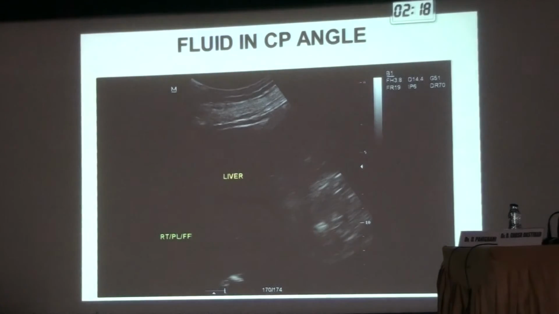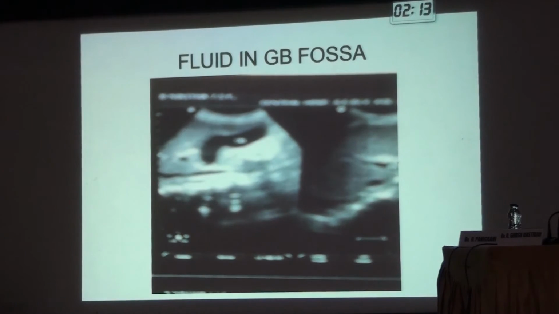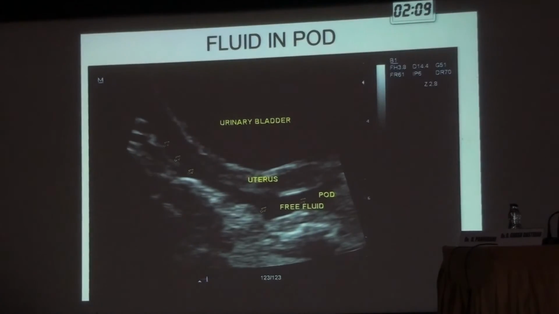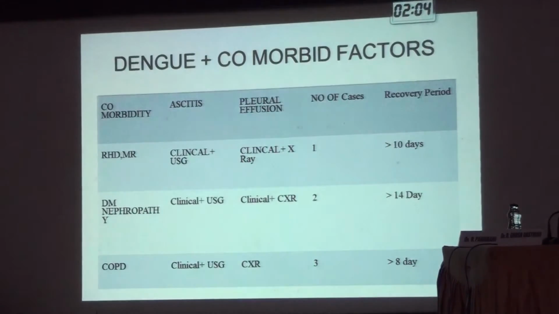So this is one slide showing the right pleural effusion. Another slide showing the collection, a thin rim around the gallbladder. Another USG showing free fluid in the pouch of Douglas.